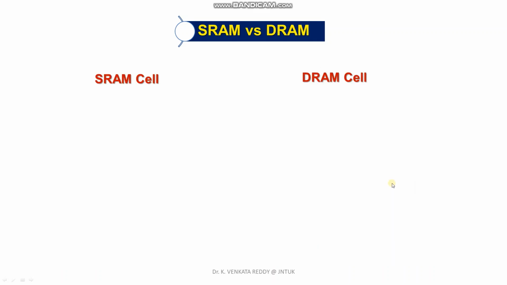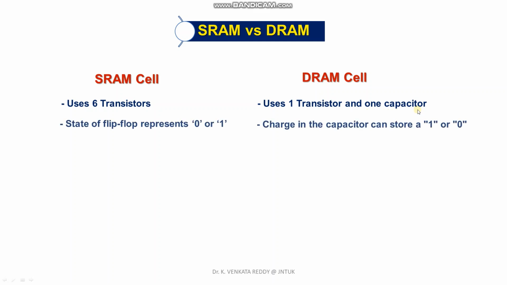Let us compare the performance of the static RAMs with the dynamic RAM cells. The static RAM cell requires 6 transistors for its construction. In dynamic RAMs, each cell requires only 1 transistor and 1 capacitor. In static RAMs, the state of a flip-flop stores 0 or 1, and in dynamic RAMs, charge across the capacitor stores 0 or 1. If the capacitor is fully charged, it means 1. If the capacitor is discharged, it means 0.